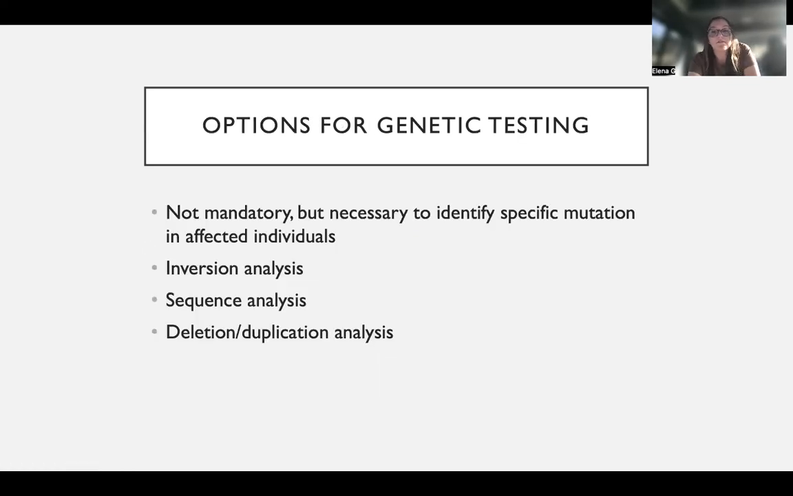And then there are a variety of different genetic testing options available to check for specific diagnosis in affected individuals, and then also to check for carrier status in females. So these different methods include inversion analysis, sequence analysis, and deletion duplication analysis. These tests can be done for the individual themselves, and then oftentimes can also be done prenatally as well.